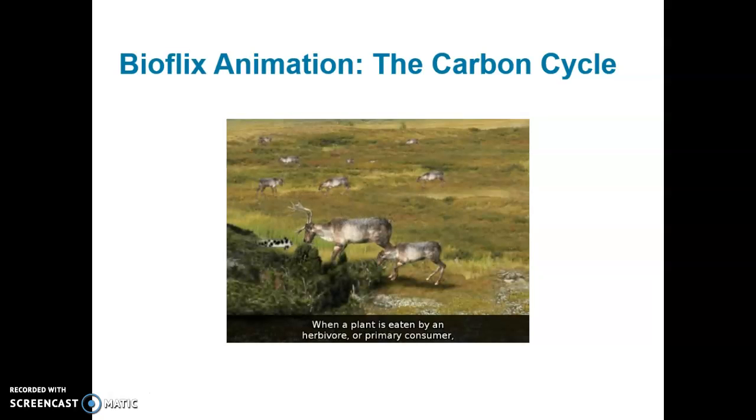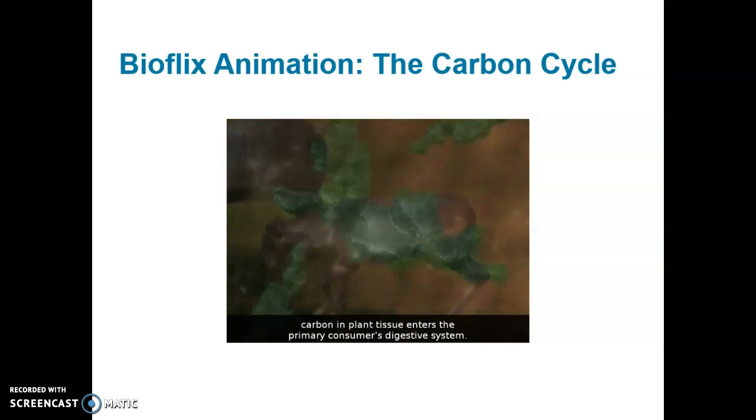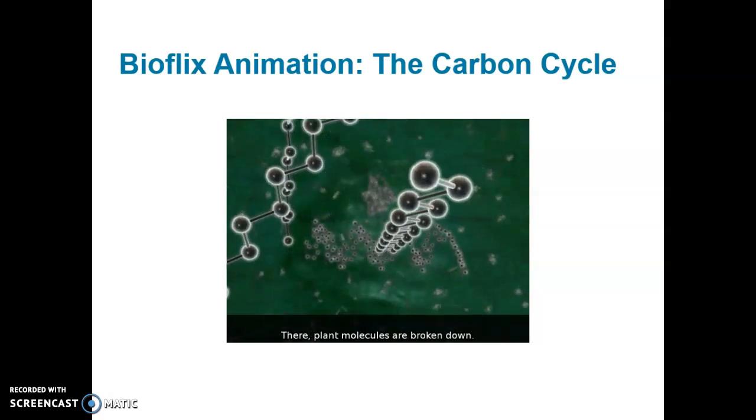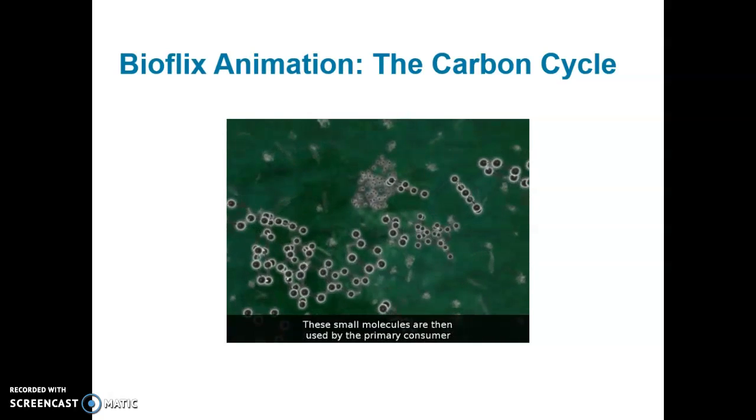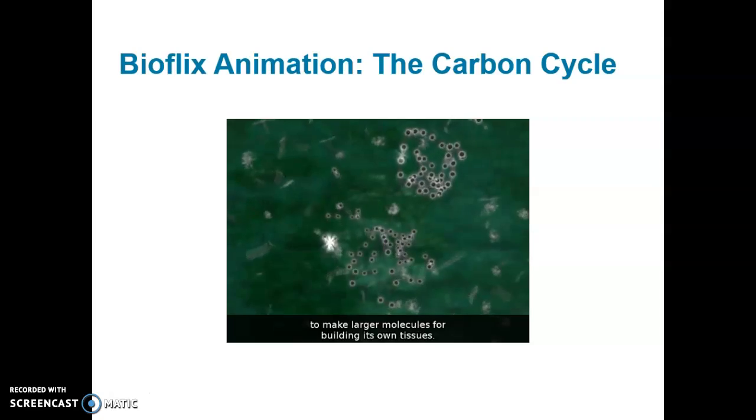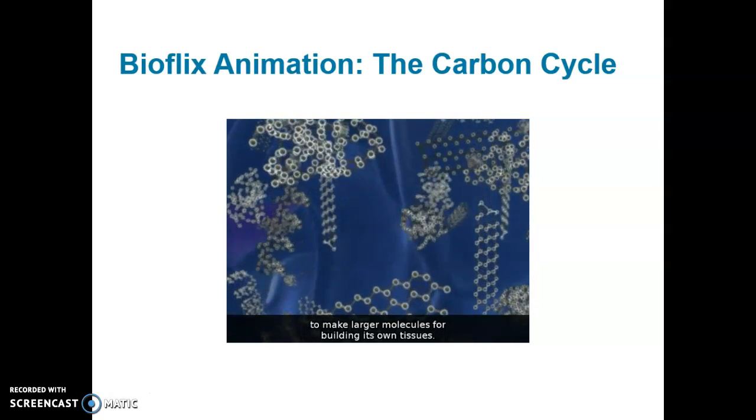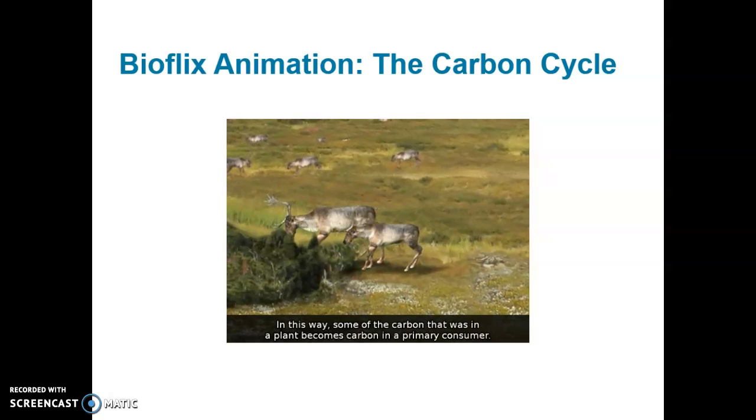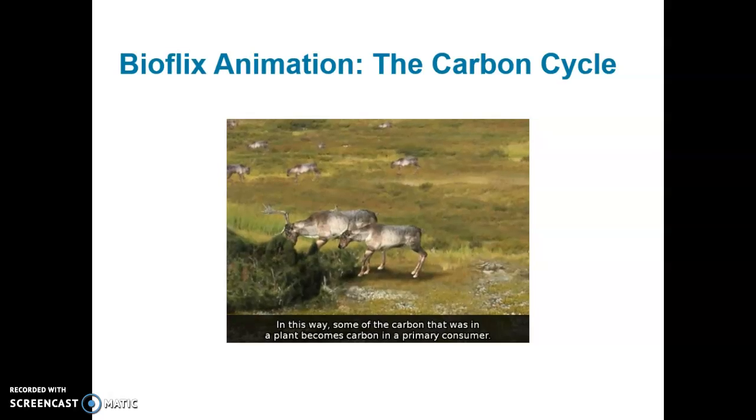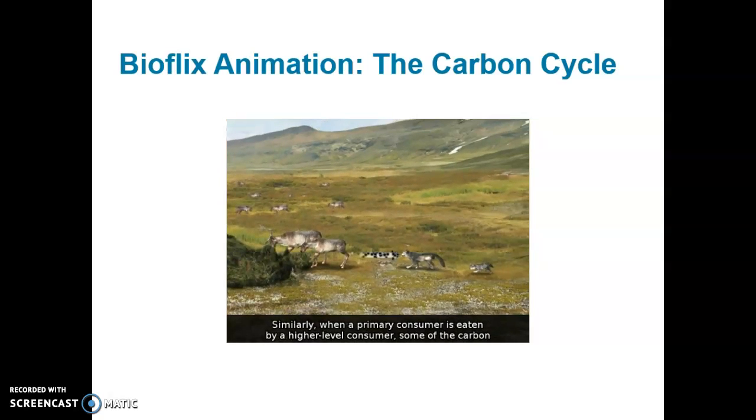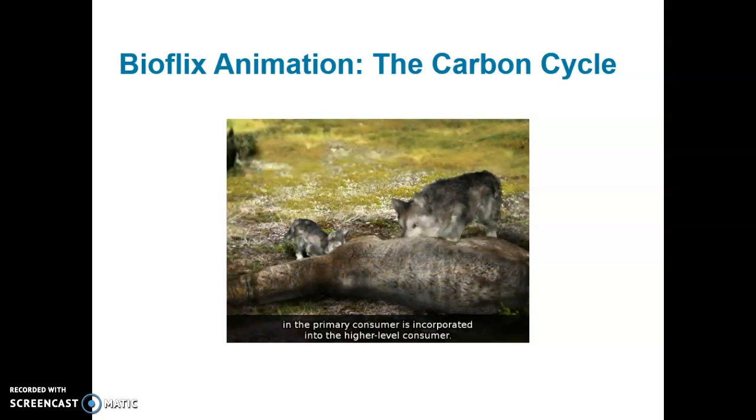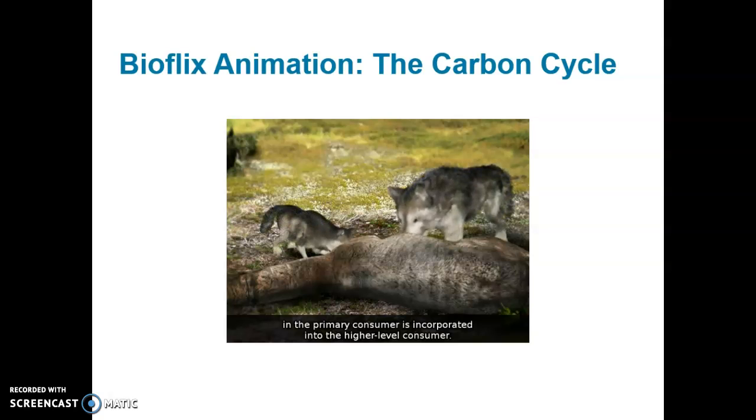When a plant is eaten by an herbivore, or primary consumer, carbon in plant tissue enters the primary consumer's digestive system. There, plant molecules are broken down. These small molecules are then used by the primary consumer to make larger molecules for building its own tissues. In this way, some of the carbon that was in a plant becomes carbon in a primary consumer. Similarly, when a primary consumer is eaten by a higher-level consumer, some of the carbon in the primary consumer is incorporated into the higher-level consumer.